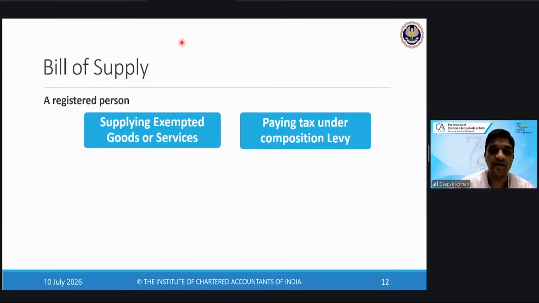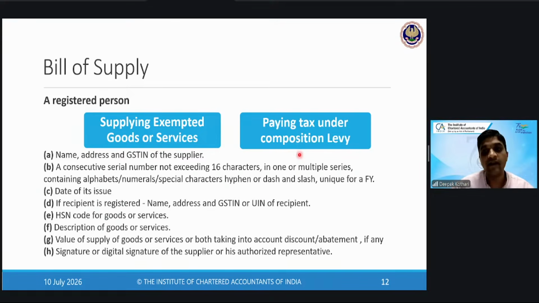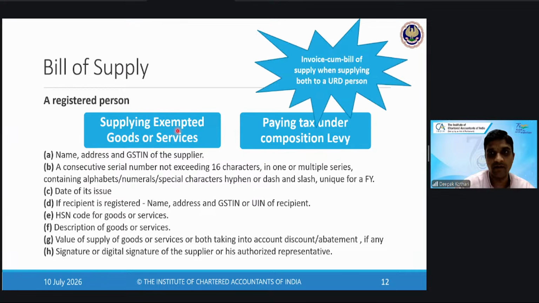Bill of supply, like we discussed, you're making exempted supply, or a person is a composite taxable person. There you can give a bill of supply. And invoice cum bill of supply can be made when you're supplying both, that is, you're making taxable supply and exempt supply. There you can give invoice cum bill of supply.